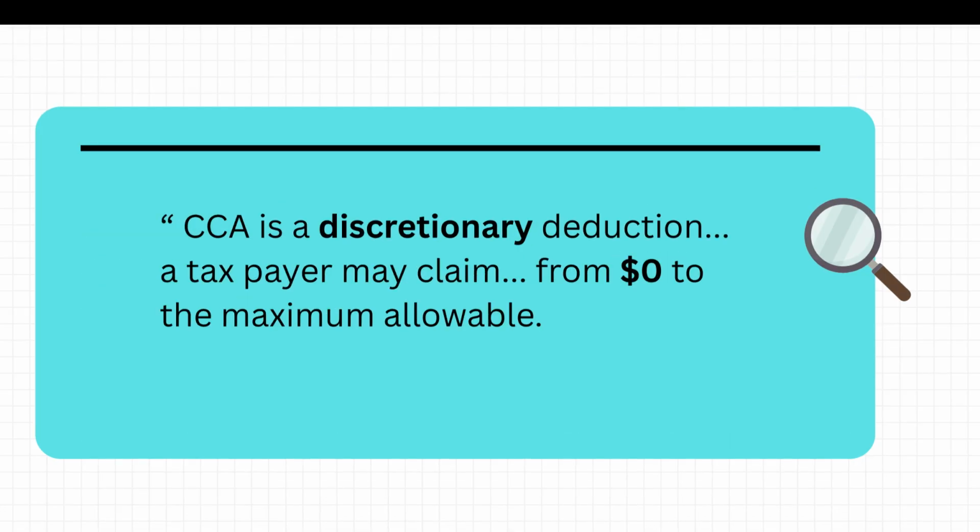Okay, last but not least, this might be the most powerful strategic thing we've talked about up to now. This quote right here: CCA is discretionary. What does that mean? It means it's optional. You don't have to claim it. Think about that for a second. If your business has a slow year and not much profit, you can choose to claim zero CCA. You can save that deduction for a future, more profitable year when you'll really need it to lower your tax bill. This flexibility is an incredibly powerful planning tool.